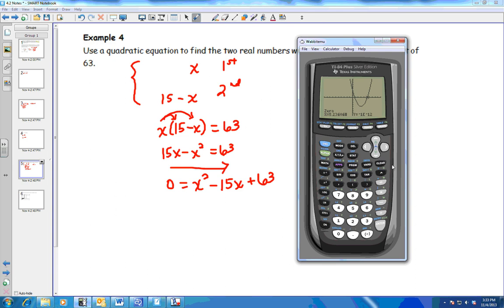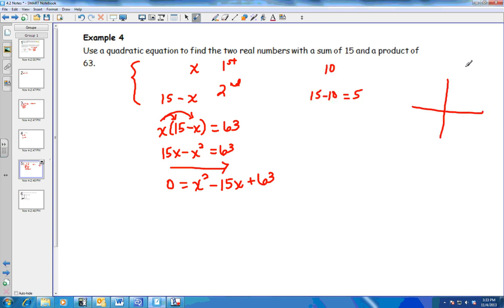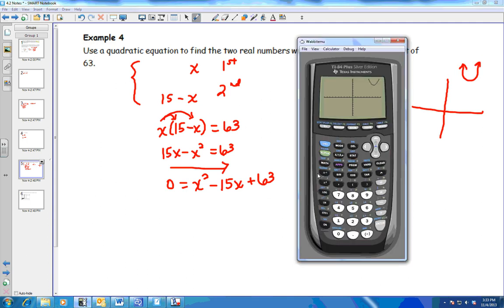All right, so y equals x squared minus 15x plus 63. Now, I don't know, my viewing window, the standard viewing window, I might need to change this. We don't know yet. Okay, so see, it's way up here. Let's look at it again. And we could change the window if we needed to. Okay, but there's my parabola.